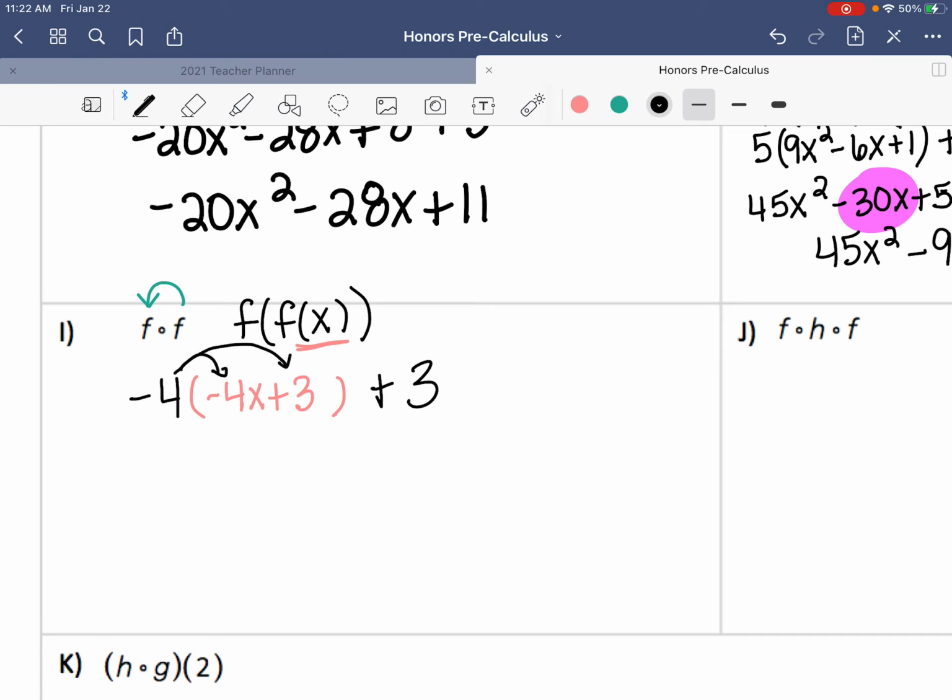So I'm going to distribute. And this is going to become positive 16x minus 12 plus 3. And then 16x minus 9.